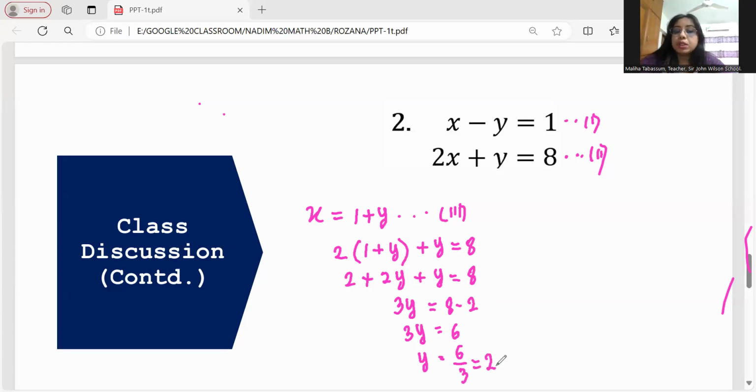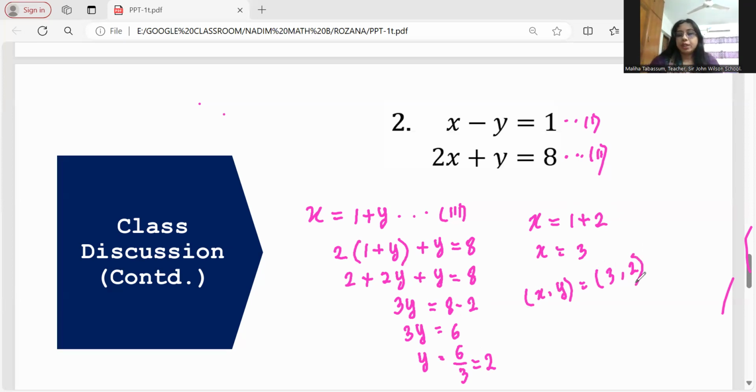Now, if we put this y value in equation 3, we will get the x value. So x equals 1 plus y. Instead of y, we will put 2. So x equals 3. So these are our solution for this set of equations: x is 3, and y is 2.